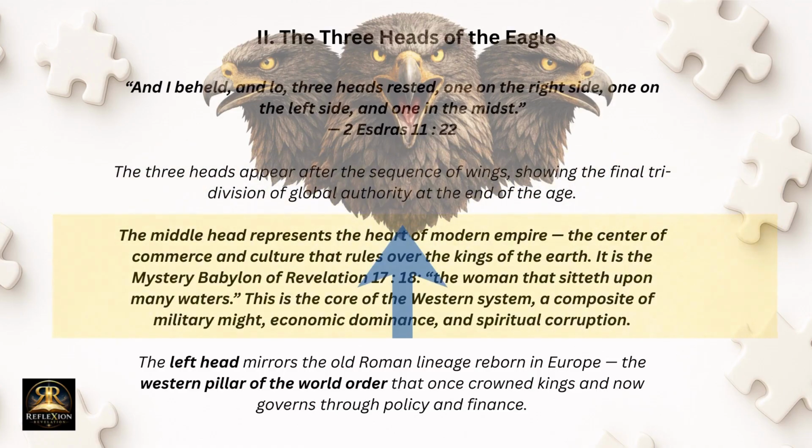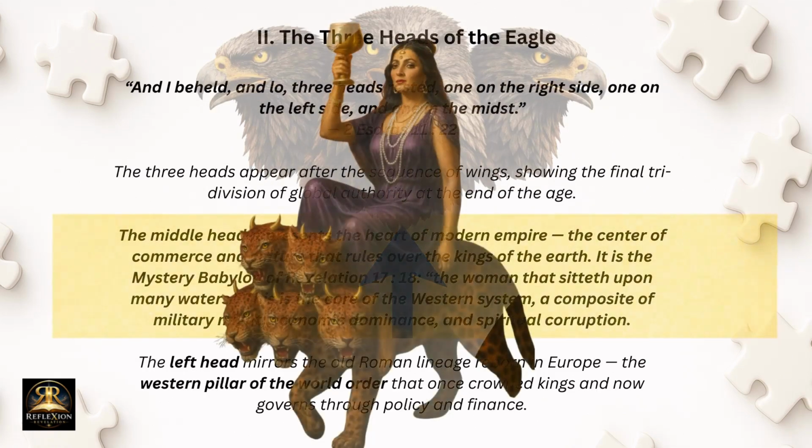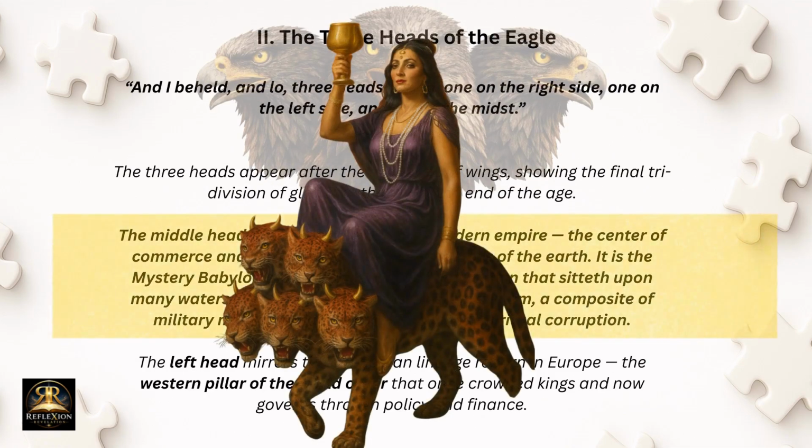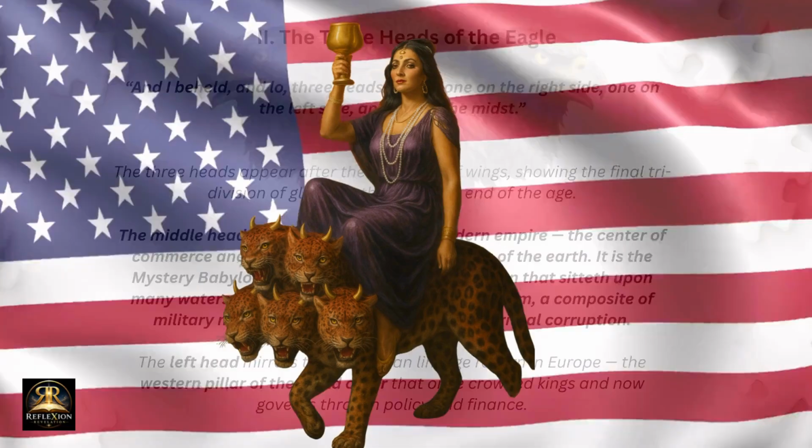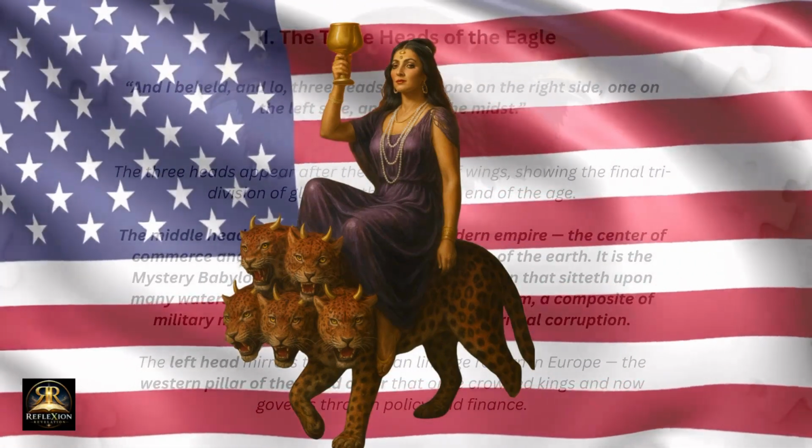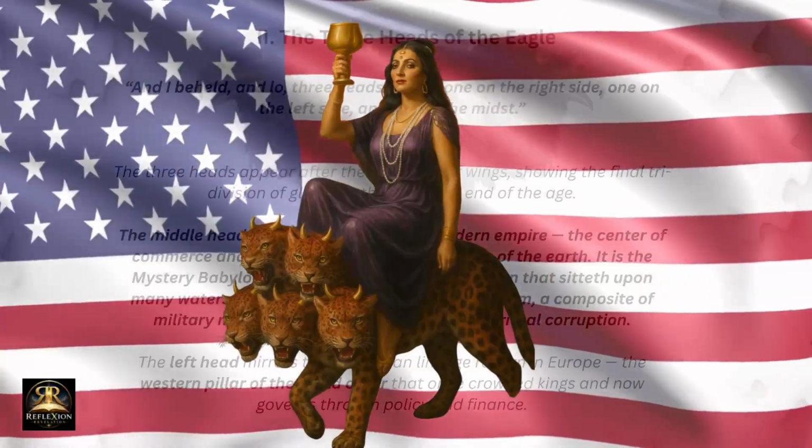So the middle head represents the heart of the modern empire, the center of commerce, the culture that rules over the kings of the earth. It's basically Mystery Babylon, the woman that sitteth upon many waters. This is the core of the Western system: military might, economic dominance, spiritual corruption. You can find it all in Babylon.